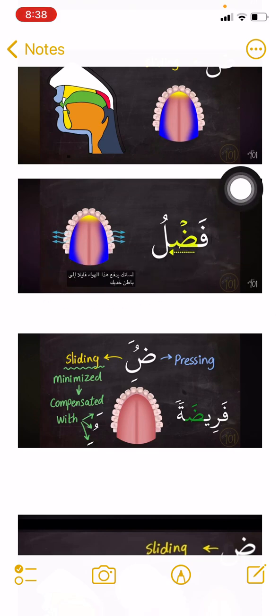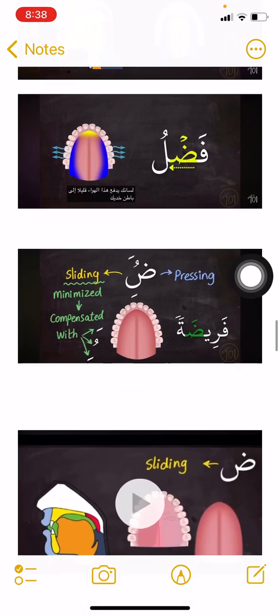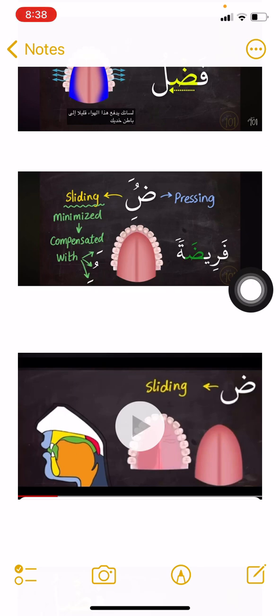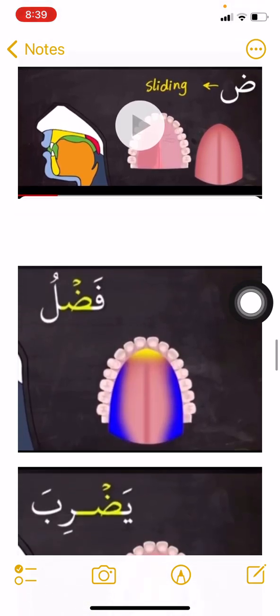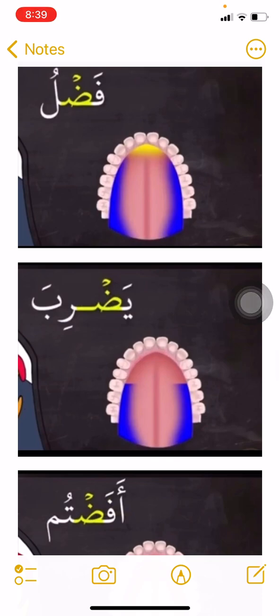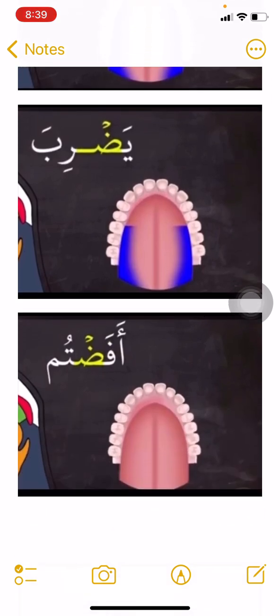Examples: فضل, فريضة. This استطالة or sliding is present with vowels, but it's minimized; it's clear with sukoon: يضرب, أفضتم, look.